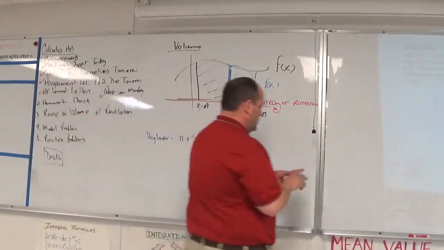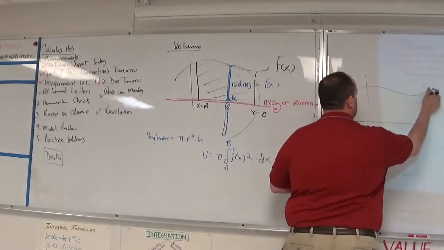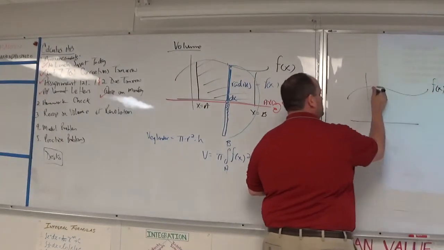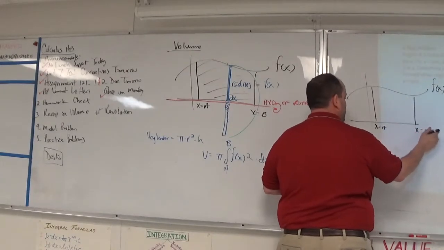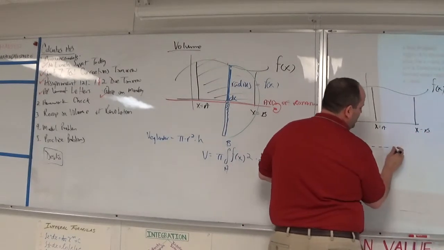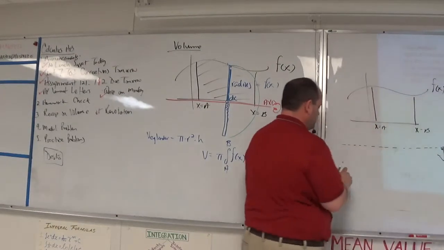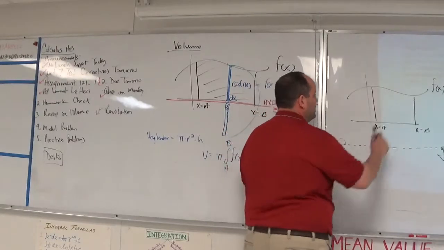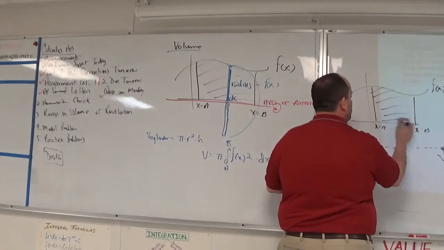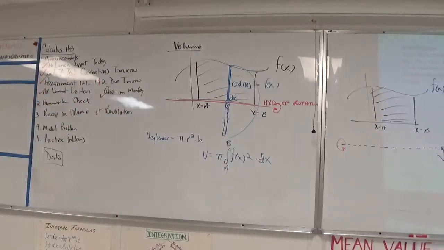Well, what if I took a similar curve, still f of x, from x equals a to x equals b, and I move my axis of rotation down here. Say this is the line y equals negative 2. That's what I'm spinning around. That's the region that I want. How's this different?